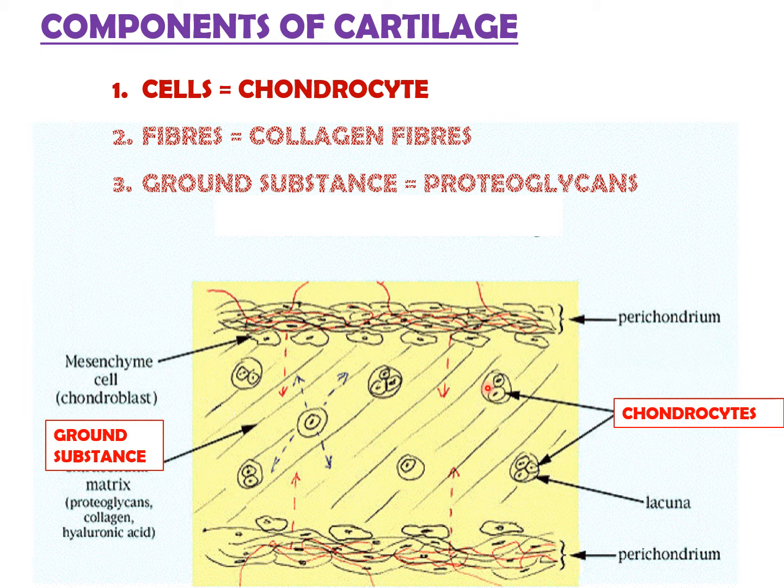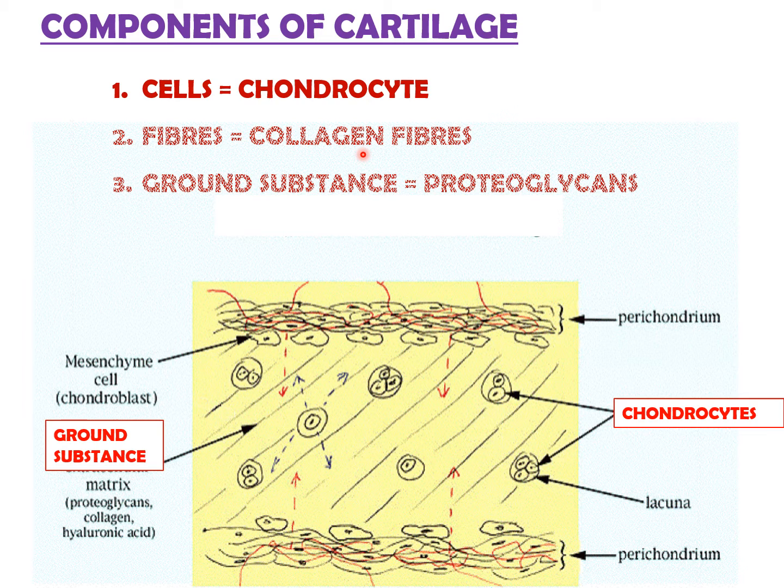Young, metabolically active flat cells are called chondroblasts. The nucleus is euchromatic, and mitochondria, endoplasmic reticulum and the Golgi complex are prominent. So these are the cells. Second are the fibers. Mainly there are collagen fibers. Sometimes there are elastic fibers and reticular fibers.